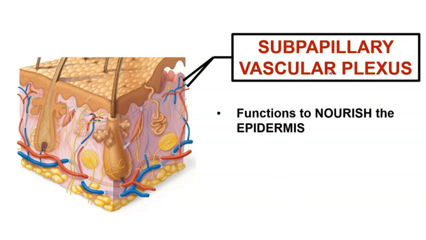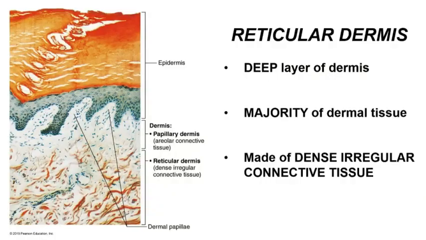So because this subpapillary vascular plexus is in close proximity to the stratum basale of the epidermis, we tend to see that nutrients and oxygen diffuse from these blood vessels and nourish not only the papillary layer of the dermis, but also the stratum basale and the deeper layers of the epidermis as well. So the subpapillary vascular plexus nourishes both the dermis and the epidermis, or at least it nourishes the superficial layers of the dermis and the deep layers of the epidermis.